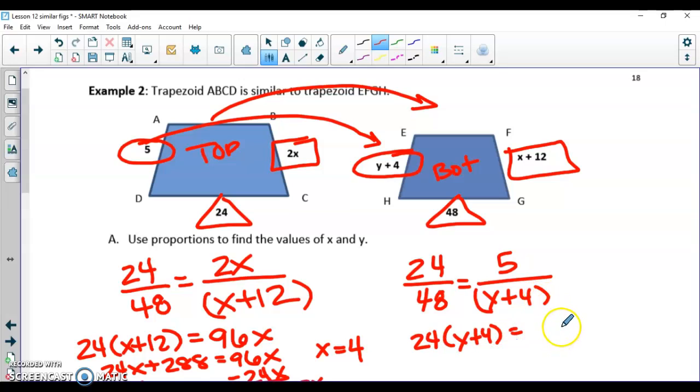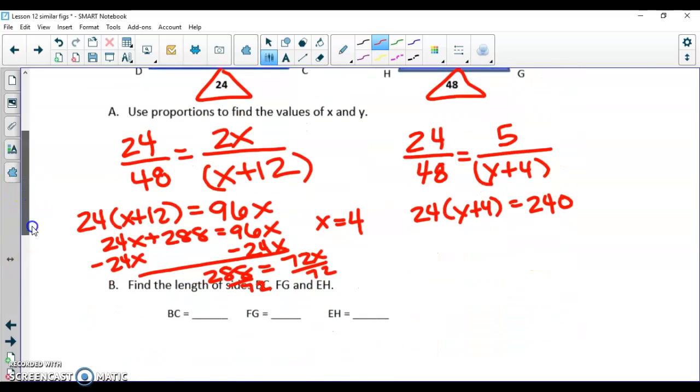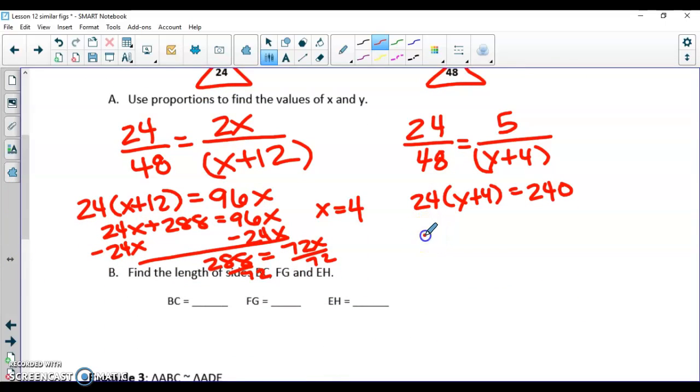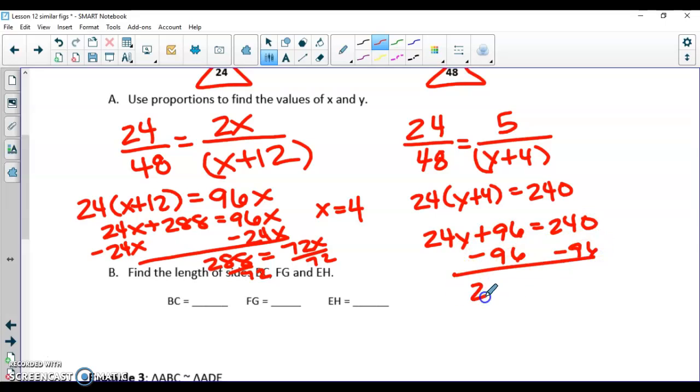So going along here, we're going to go ahead and solve, and that's going to give us 240 over there. And then we're going to get 24y plus 96 equals 240. Subtract the 96. 24y equals 144. Divide by 24, and we get y equals 6 then.